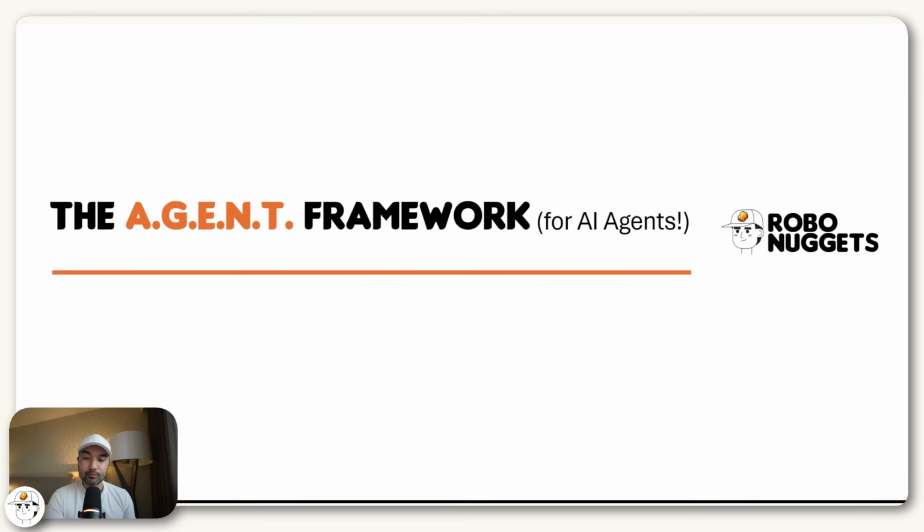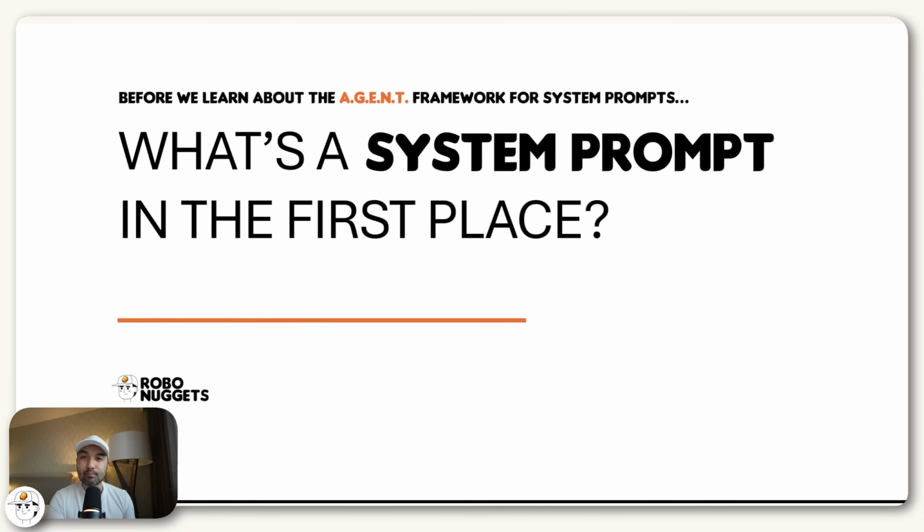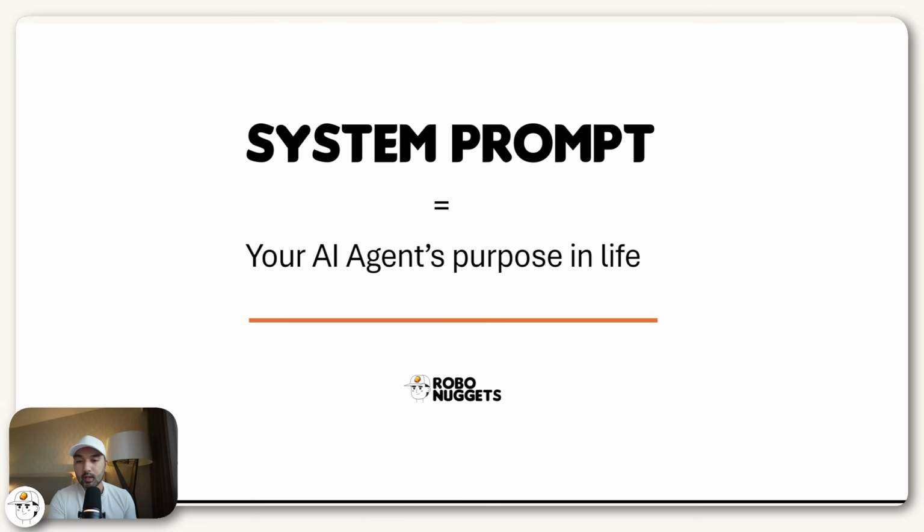Okay, so before we learn about the agent framework for AI agents, since it's essentially a framework for the system prompts of these agents, we first need to understand what a system prompt is in the first place. And if you're new to AI and have never heard of this term before, basically a system prompt is essentially your AI agent's purpose or role in life. And if you're trying to define someone's purpose in life, you better make sure that that prompt is well defined and well structured so that your AI agent knows what to do and how to provide you the output that you need.